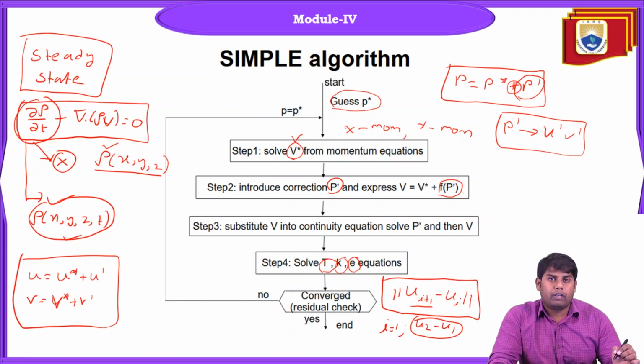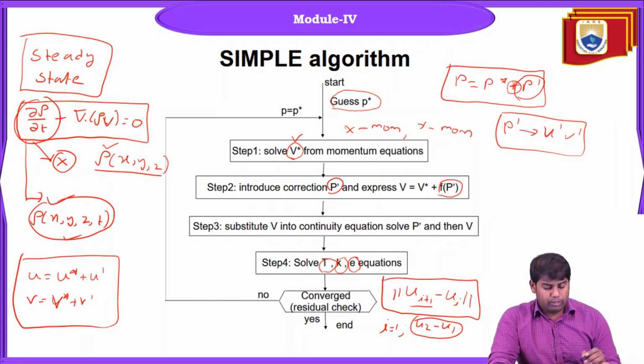You will set up a convergence criterion where the difference between u2 and u1 is less than 10 power minus 6. Then it will stop.